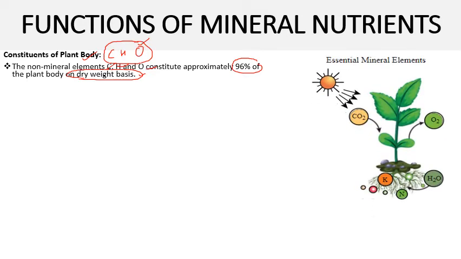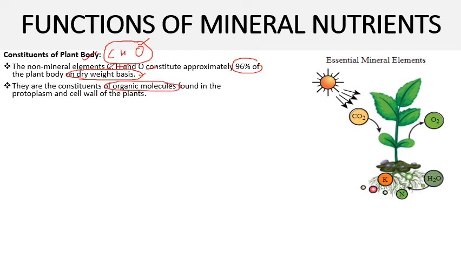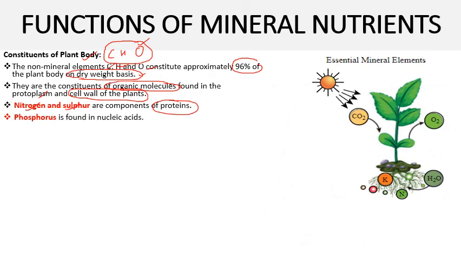The next, they are the constituents of organic molecules, and they are found in protoplasm, which is a life forming matter, and cell wall of the plant. So ये तीनों ही जो mineral elements हैं ये present होते हैं protoplasm में भी और cell wall के components भी हैं. Next we have elements like nitrogen and sulfur, which are the important component of proteins. तो ये integral part है proteins के, proteins बनाने में ये help करते हैं.